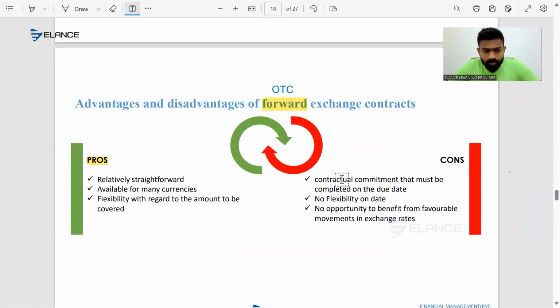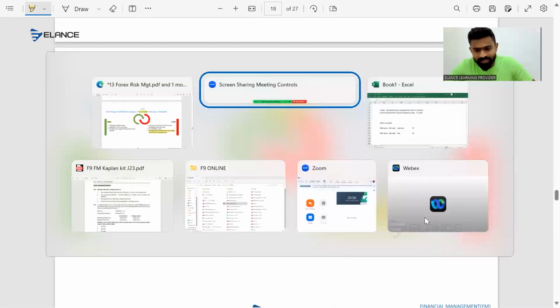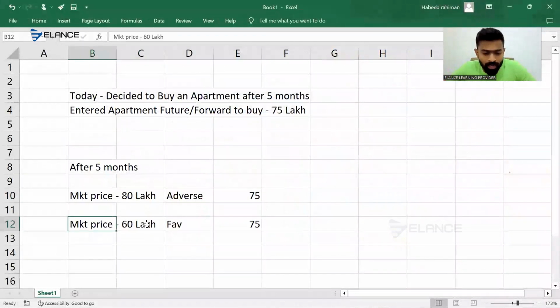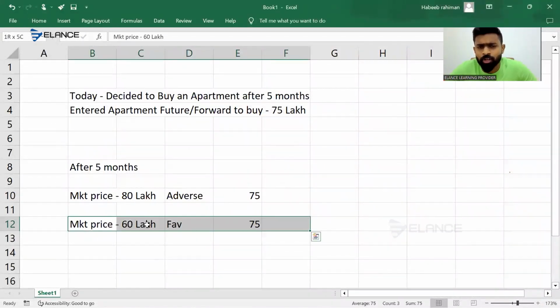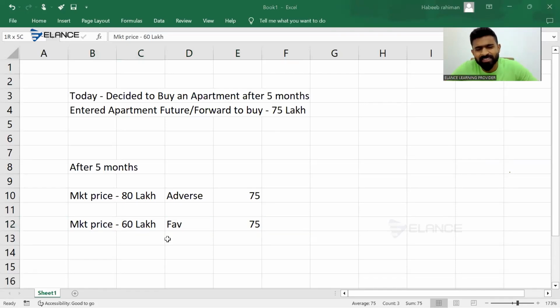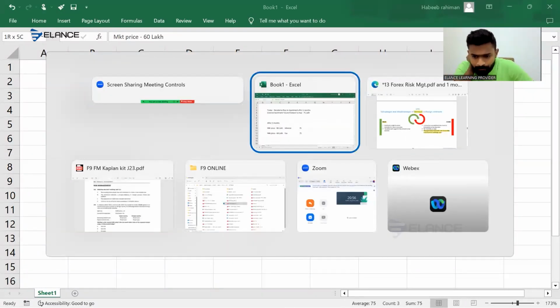See, there is no opportunity to benefit from favorable movement in the exchange rate. If there is a favorable movement in the market rate, do we have any opportunity to take that advantage? Say yes or no. No, right? So is it an advantage or disadvantage of forward? It's a disadvantage.